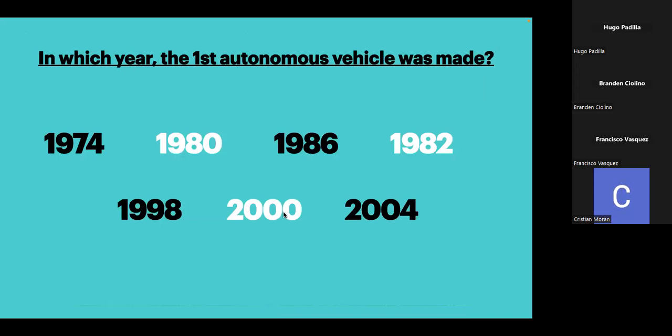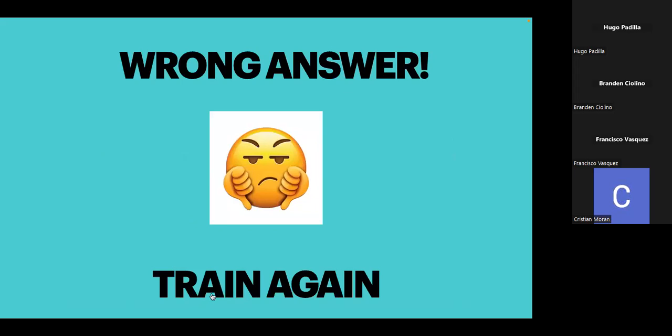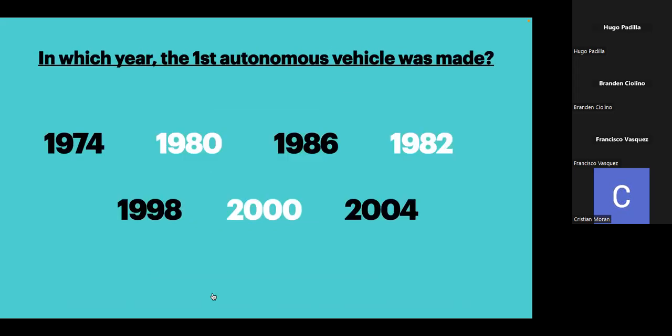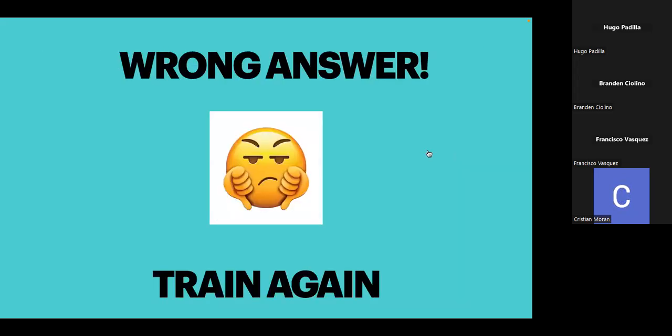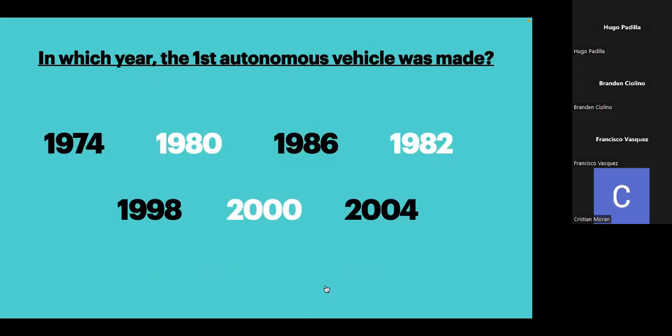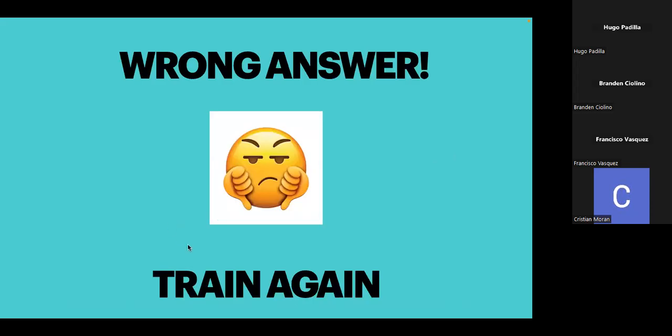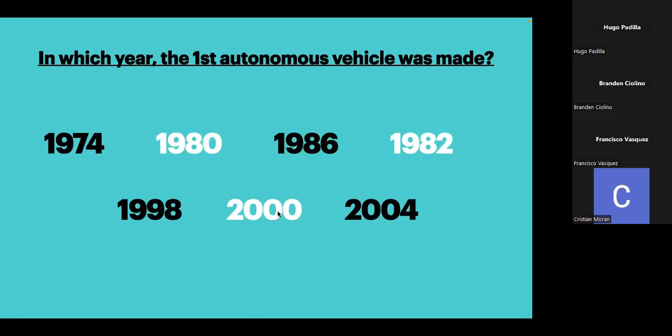So a rough guess: when was the first autonomous vehicle made? Throw me some numbers. 1980? Nope. Sorry about that. 82, let's see. Nope. 98. 2000. No. So actually, the answer is 86. Well, you were close.